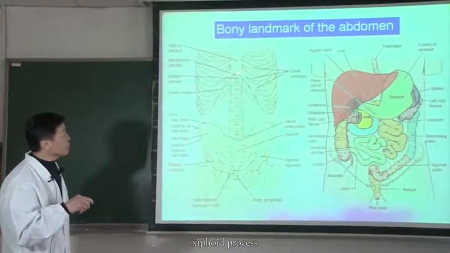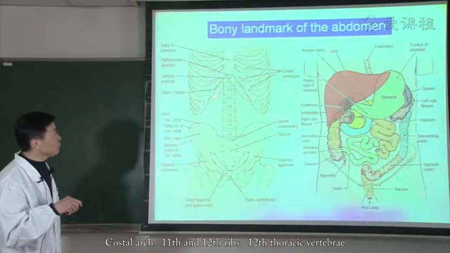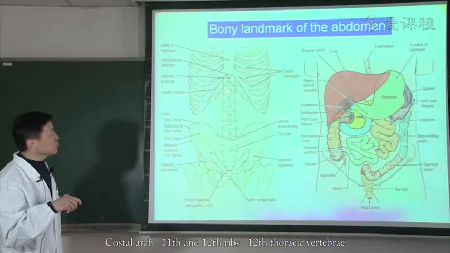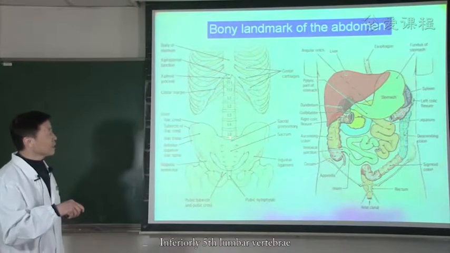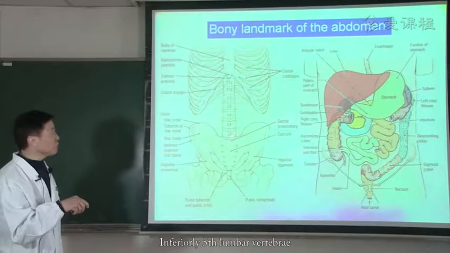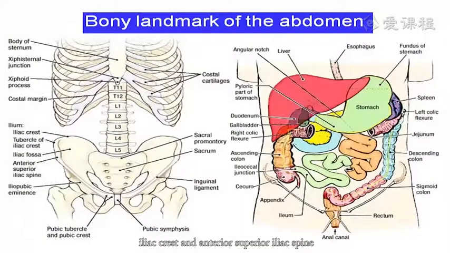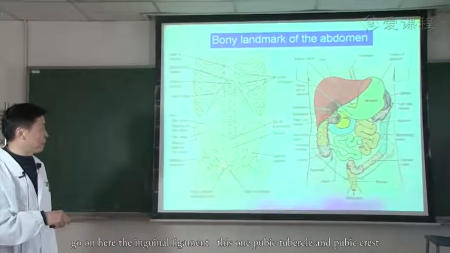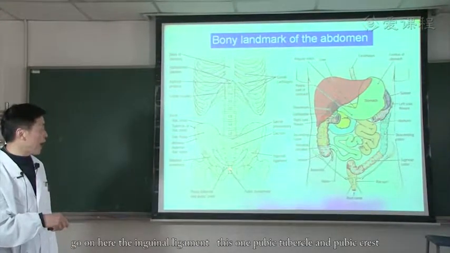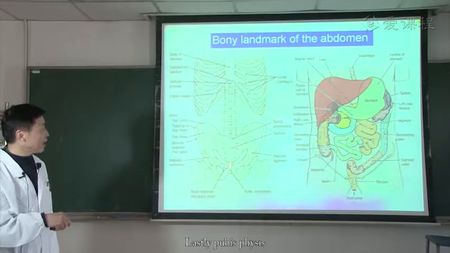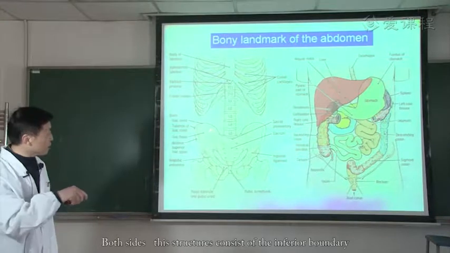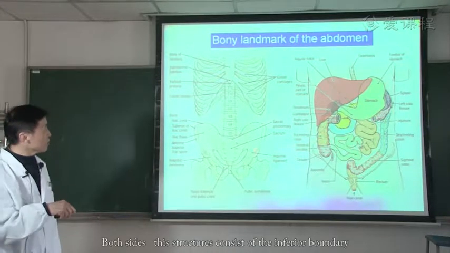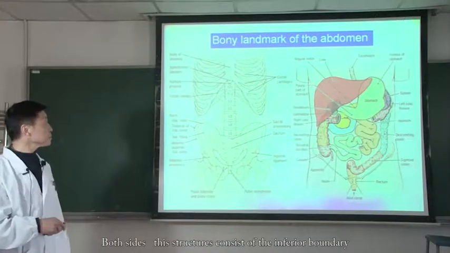Superiorly, the xiphoid process, costal arch, 11th and 12th rib, plus the 12th thoracic vertebra. Inferiorly, this one is the fifth lumbar vertebra. This one, the iliac crest. This one, the anterior superior iliac spine. This ligament is the inguinal ligament. This one, the pubic tubercle and pubic crest. Lastly, the pubic symphysis, on both sides. This structure consists of the inferior boundary.